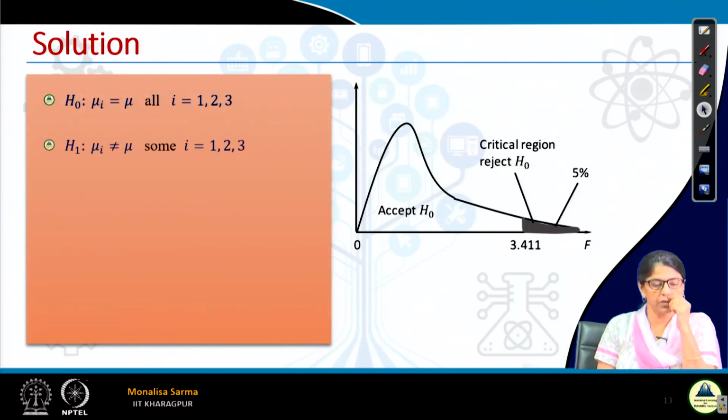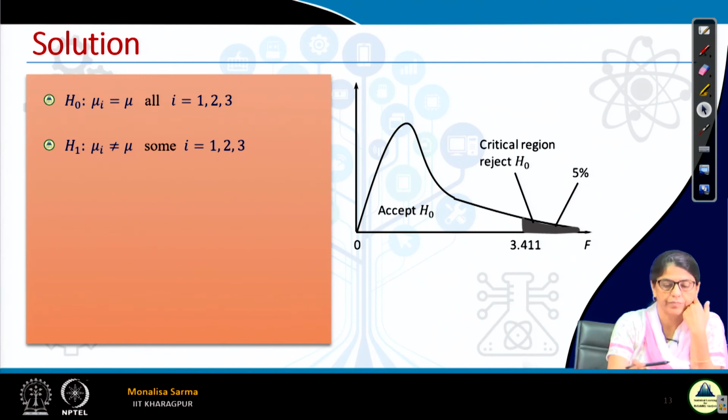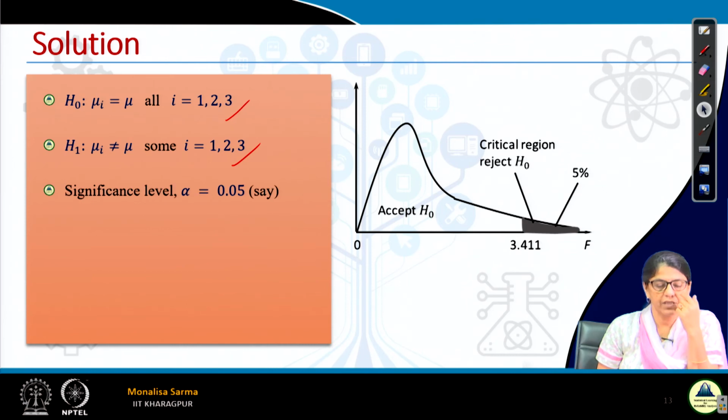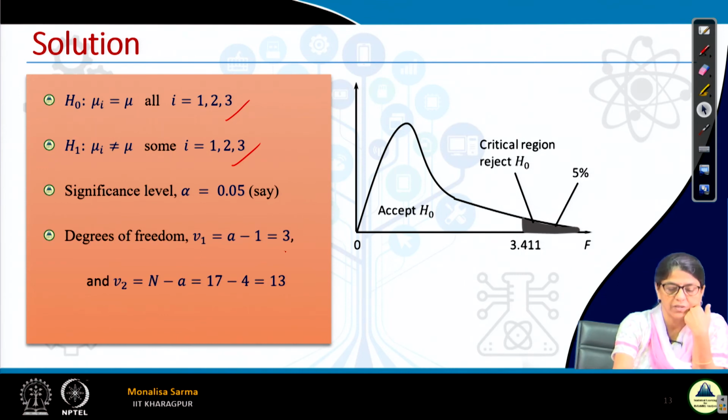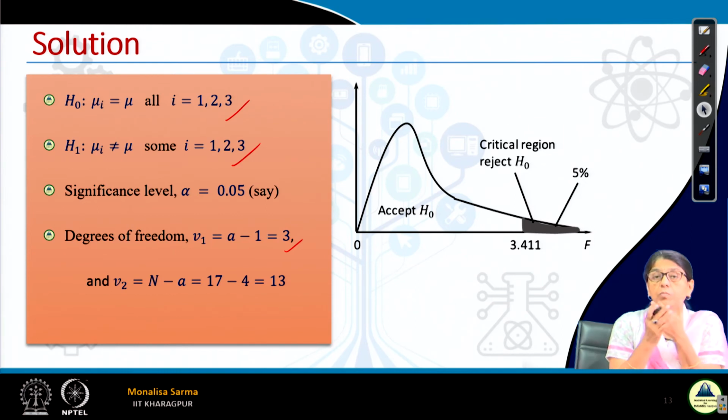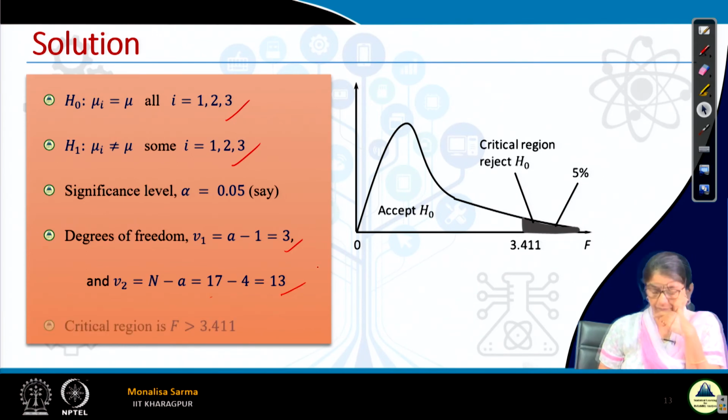So, this is the null hypothesis, this is the alternate hypothesis, and this is the significance level; consider a significance level of 5%, that is 0.05. Then the degrees of freedom: v1 will be 3, the number of treatments, 4 different brands of detergent, 4 minus 1 is 3, and v2 is equal to 17 minus 4, which is 13.